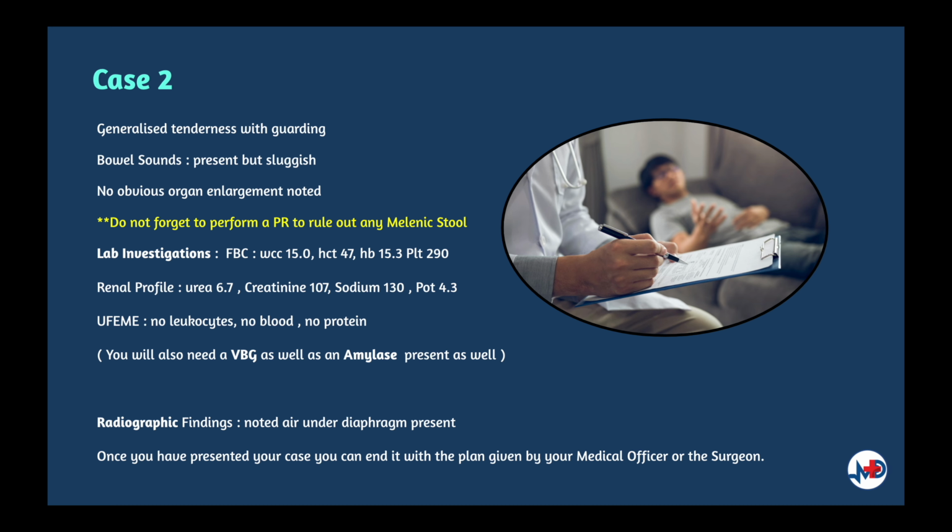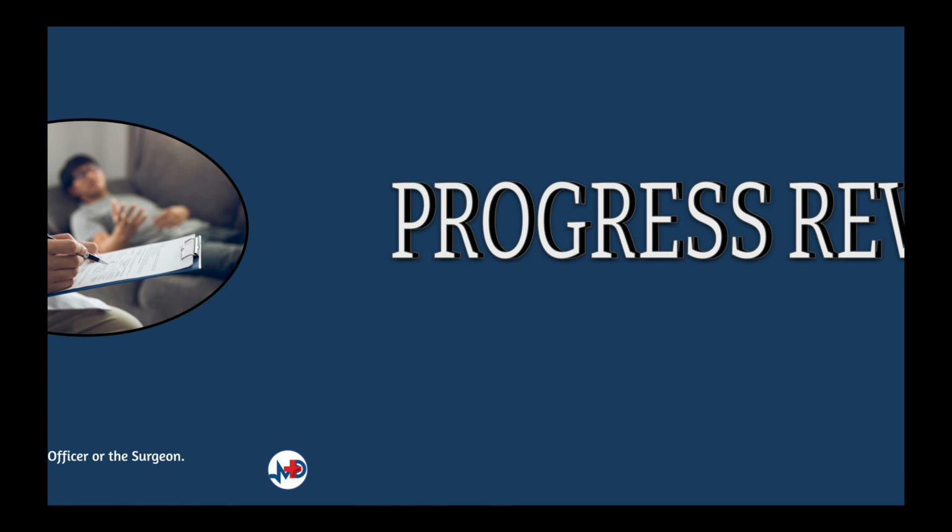and here you might also need a venous blood gas as well as an amylase in view of differential diagnoses that you may consider, which may include pancreatitis or an ischemic bowel. A chest x-ray can be done to look at any presence of air under the diaphragm. And once you have presented your case, you can then end it with a plan given by a medical officer or surgeon. So this is how generally a case presentation is carried out.